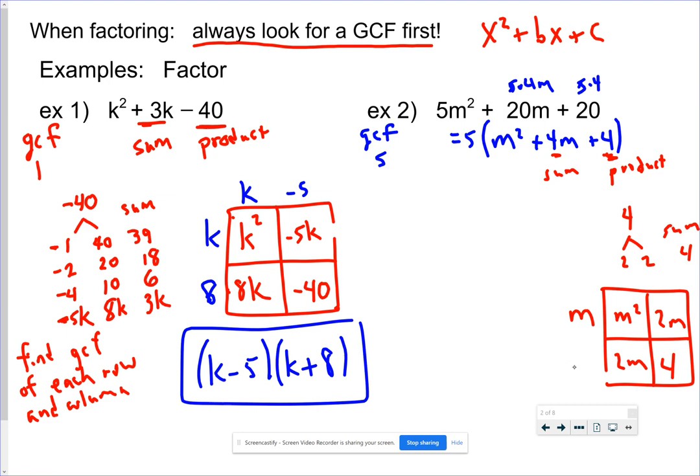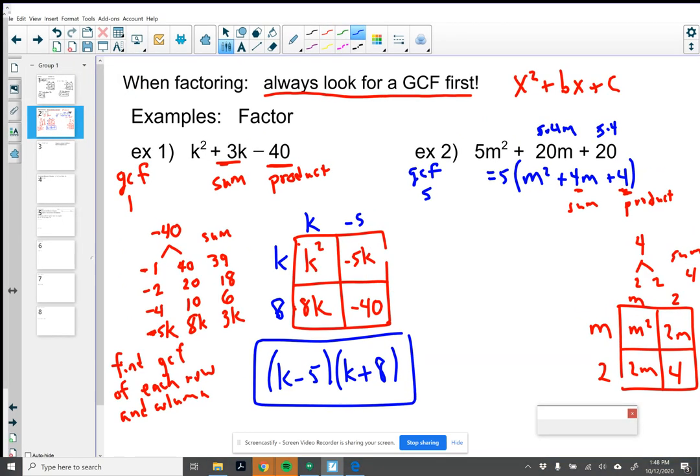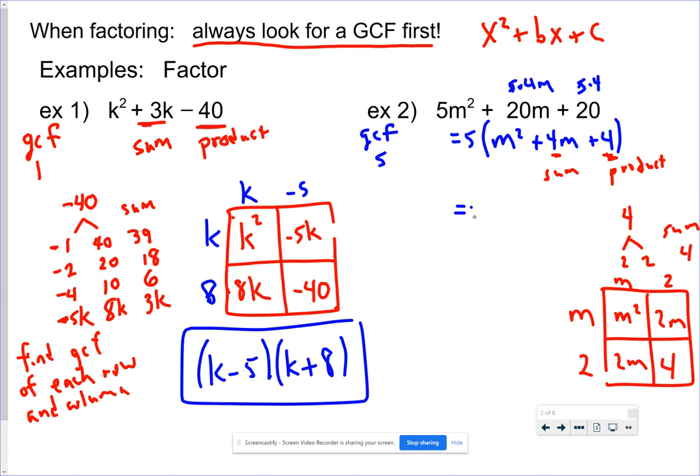GCF of the top row is m. GCF of the bottom row is 2. GCF of the first column is m. GCF of the second column is 2. So what that means is my polynomial factors as 5 times m plus 2 times m plus 2. Factors are right here. m plus 2 and m plus 2.